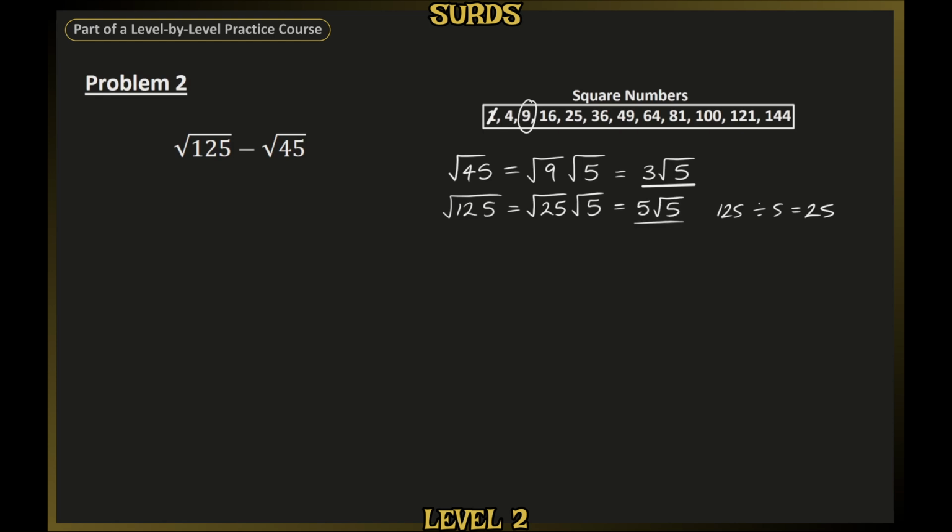So going back to our original sum, the square root of 125 becomes 5 root 5 minus the square root of 45, which we can now write as 3 root 5. And since 5 minus 3 is 2, 5 root 5 minus 3 root 5 is 2 root 5. And this is our final answer to problem 2.